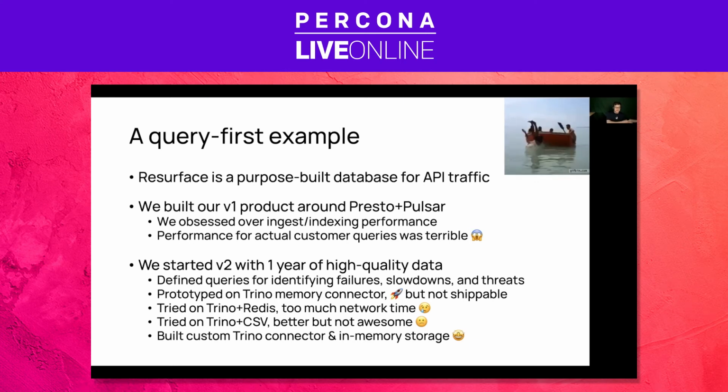Then we tried to replicate that performance with Redis using Trino. We got way too much network time because even though Redis is in memory, you're spending too much time going back and forth across the network. We then moved that to local CSV files, better, but still not very efficient. In order to satisfy our read characteristics, we ultimately decided that building a custom adapter, a custom connector for Trino, was the best way to solve the problem.